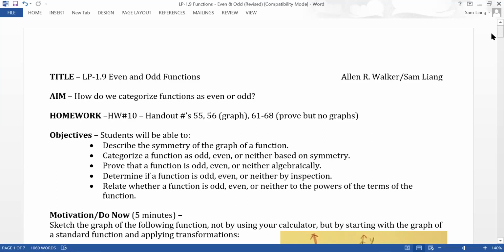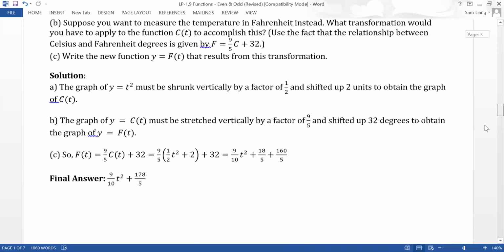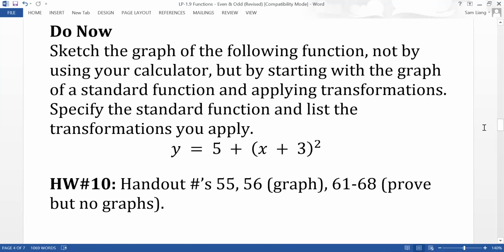All right, let me start off with the do now, which is going to be on the slide here. Sketch the graph of the following function, not by using your calculator, but by starting with the graph of a standard function and applying transformations. Specify the standard function and list the transformations you apply. As you can see, it's y equals 5 plus (x plus 3) squared.